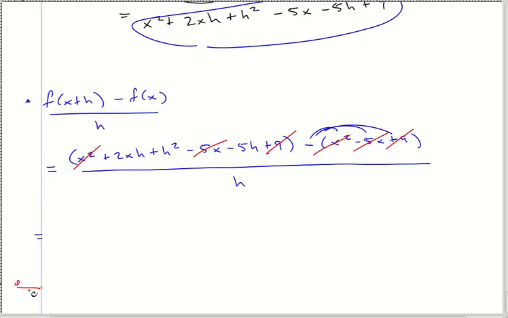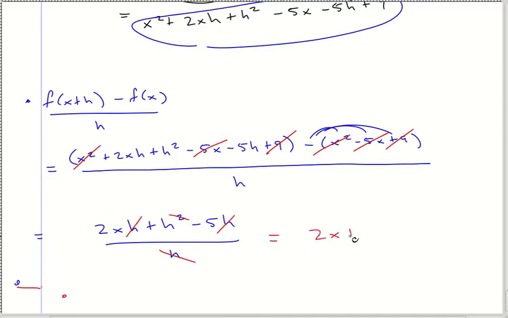Okay? Cool. So what do we got now? Left over, I got 2xh plus h squared minus 5h, all divided by h. Everything's got an h. Makes me wonder, couldn't I just cancel a single h in every place? The answer is yes. So I got 2x plus h minus 5.